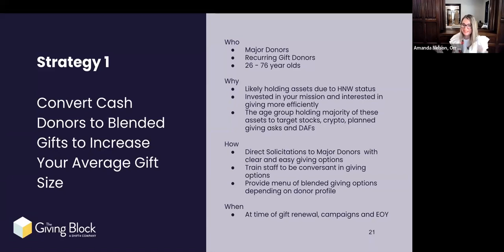And the when, this is kind of a funny one, but end of year campaigns, gift renewals, any of these scenarios, these are opportunities to have these conversations. It's not necessarily time bound. And so that's something, again, that we really like about these blended giving options, is it's not just something that you can do once a year or a particular time of year. There's a lot of opportunity to continue exploring that.